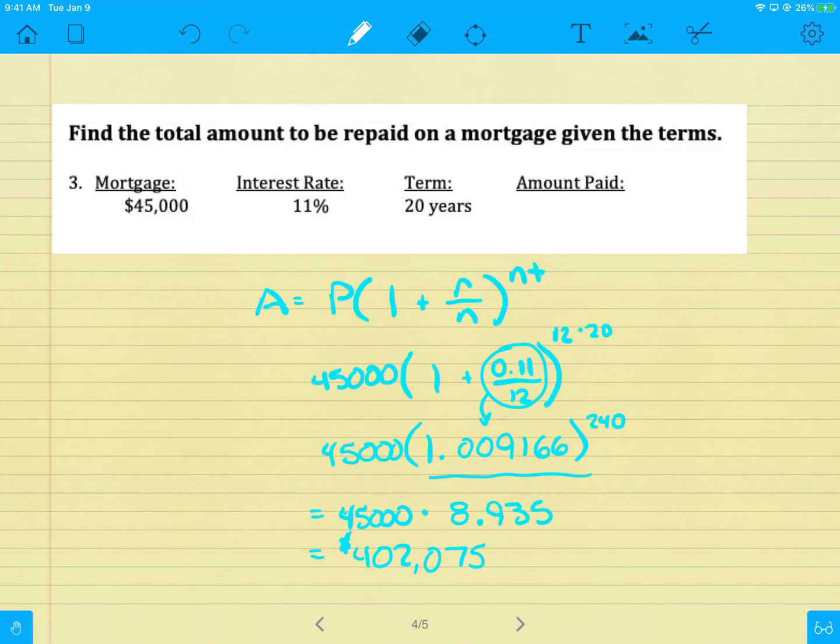In fact, I'm going to just do that in my calculator just so you can see this. The only number I'm going to change is this 20. I'm going to make that a 30 instead. So that was 1.00916666, and I'm going to put that to the 360th power because the 20 times 12, it's now 30 times 12. So that's 26, and we take that times 45,000, and it ends up being 1,201,000. So by going 30 years, you spent over $1 million on your home.